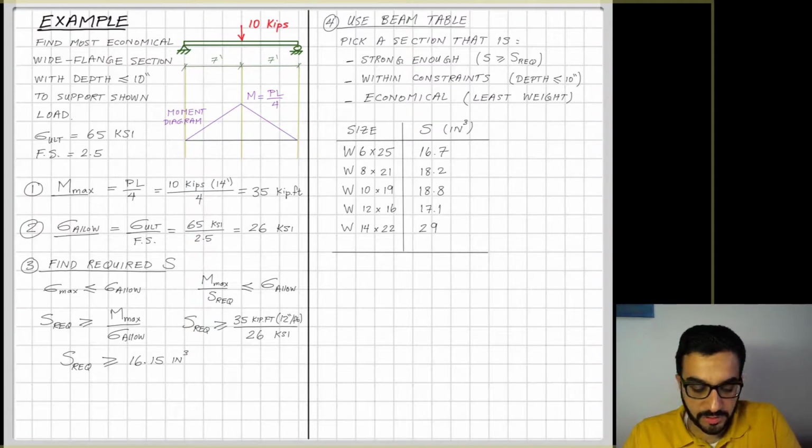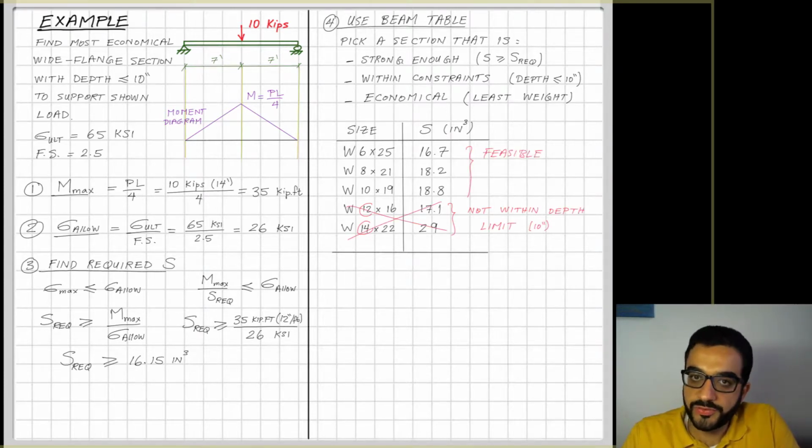Because if you look here, the last two are not satisfying my depth limitation of 10 inches. So I kind of picked the wrong ones. They're not feasible. So the other ones are feasible. But I'm going after the third requirement, which is the economical aspect of it. So all of them are feasible, but I'm picking the one with the least weight, which is W10 19.